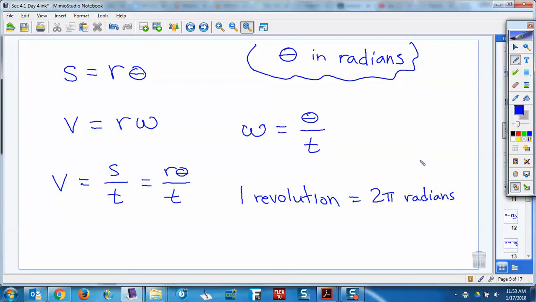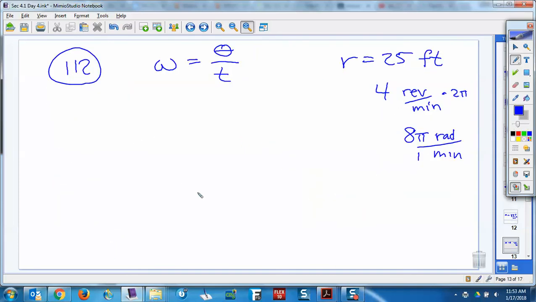We already got that, right? Remember, we just found omega, the angular velocity. So then I like this one. Okay? So now all you got to do is multiply by the radius. So angular, that's our W. So linear velocity is going to simply be 25 feet times 8 pi radians per minute.